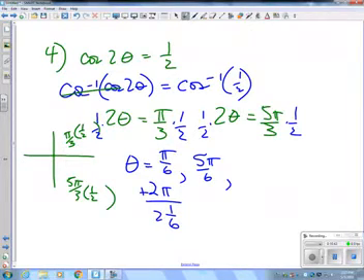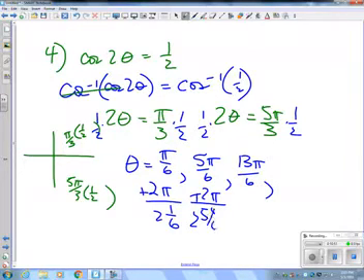That's 2 and 1/6, or 13 pi over 6. Let's add 2 pi to this one. That's 2 and 5/6. So that's going to be 12 plus 5, which is 17 pi over 6, getting our improper fractions.